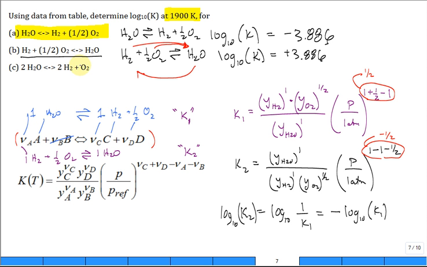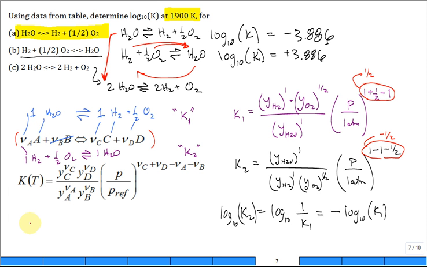Let's take a look at this equation now. We have 2H2O goes to 2H2 plus O2. Well, I compare it with my original equation, right? What did they do between the original equation and this equation for part C? They multiplied the whole equation by 2. So I suspect I'll do something with this K1, but let's work it out, okay?